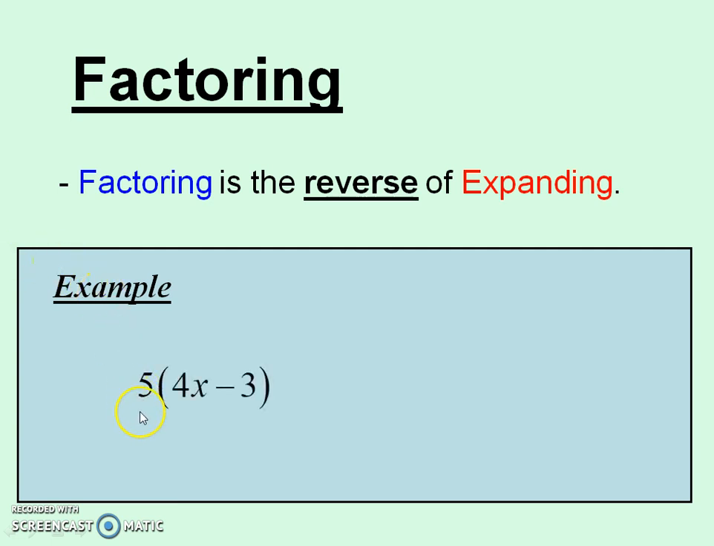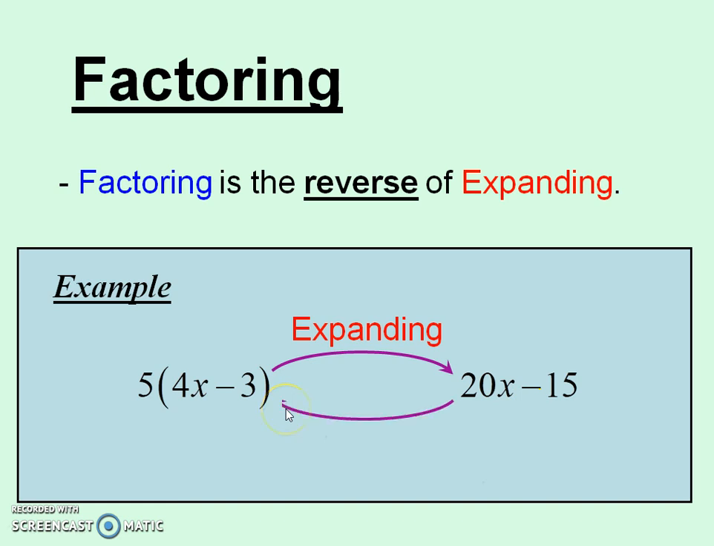Let's say you had an expression like 5 bracket 4x minus 3. That means 5 times 4x minus 3. And if you were to expand that, that means distribute. You can multiply the 5 times the 4x and also by the negative 3. That expands the term. Factoring is the opposite. It's where you start with an expression like this and you write it this way.